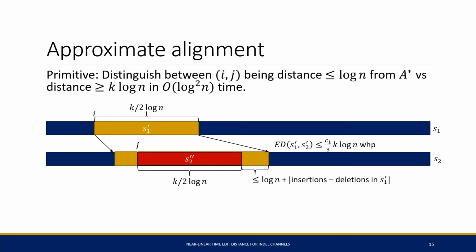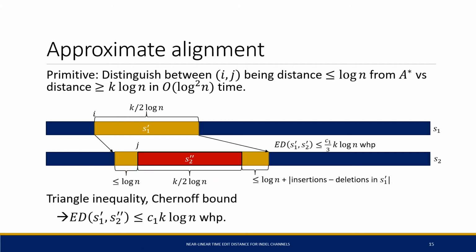So this S2 double prime, the difference between it and S2 prime will be these characters to the right, and the number of these characters will be at most log n, which is the shift on the left side, plus the difference between the number of insertions and deletions in S1 prime, and also, of course, these characters on the left side, which there are at most log n of. So if we apply triangle inequality, we'll see the distance between S2 prime and S2 double prime is just the lengths of these segments. And so triangle inequality says that the edit distance between S1 prime and S2 double prime is at most some small constant C1 times k log n with high probability.